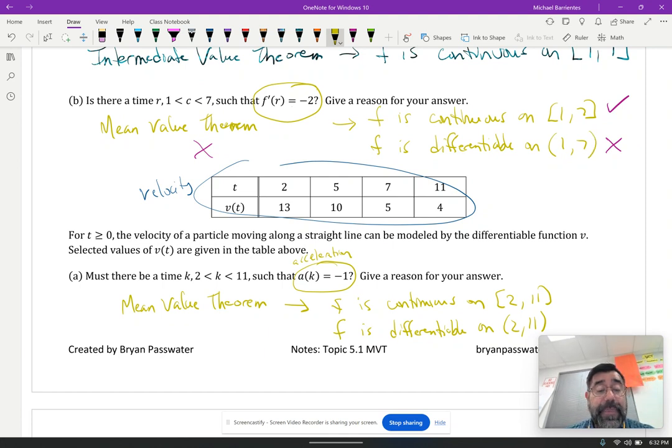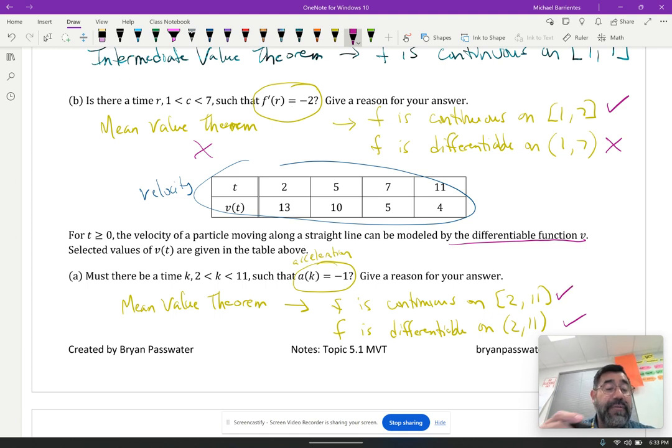All right, let's check. How do I know if this is true? Well, kind of easily, because they tell me the velocity of the particle can be modeled by the differentiable function v. If it's differentiable, then this checks out. But if it's differentiable, it has to be continuous. I can't find the derivative if there's a hole. So if the derivative exists, there's not a hole. I can't find the derivative if there's a vertical asymptote. So if it's differentiable, that means I can find the derivative, there is no vertical asymptote, so it has to be continuous on that interval.